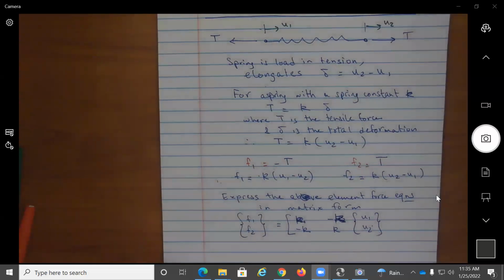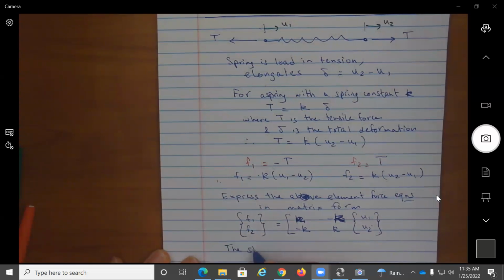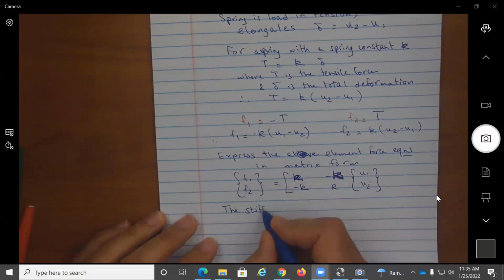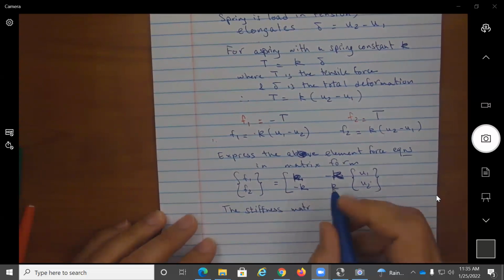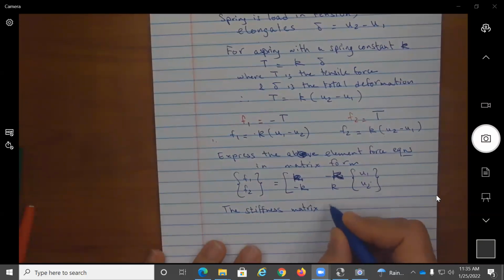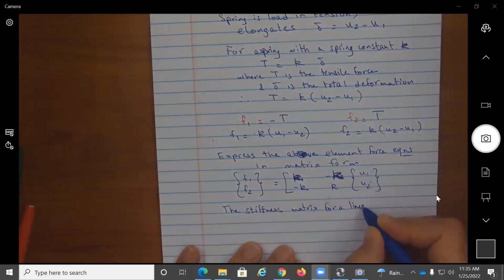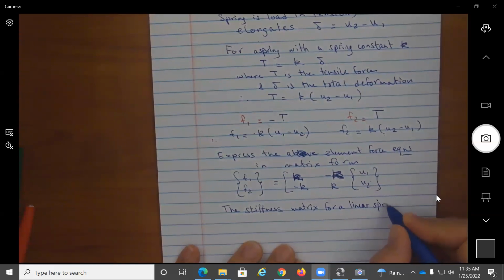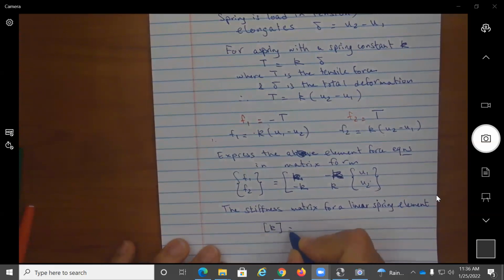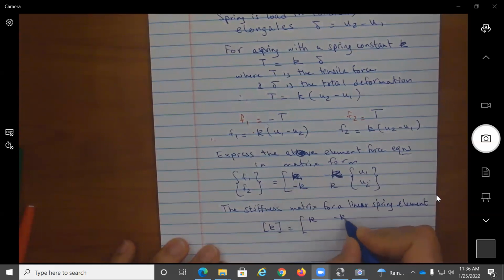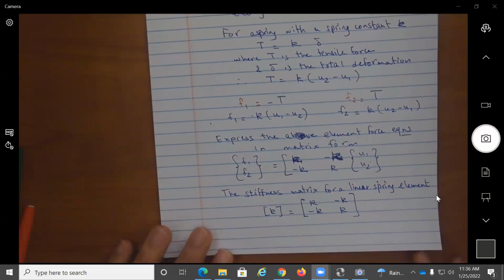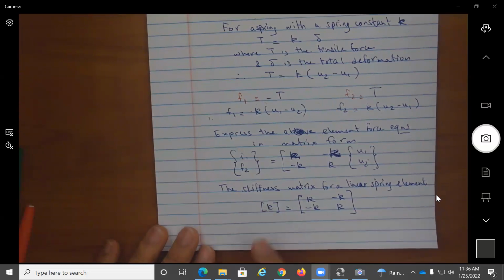Therefore, the stiffness matrix for a linear spring element K is equal to K, minus K, minus K, and K. This K is referred to as the local stiffness matrix of the element.